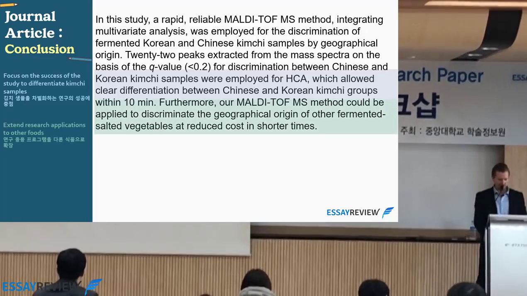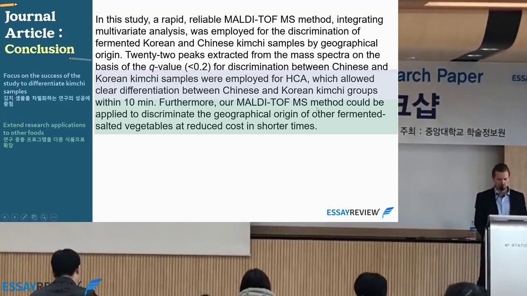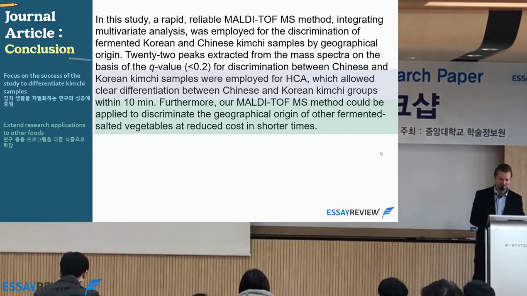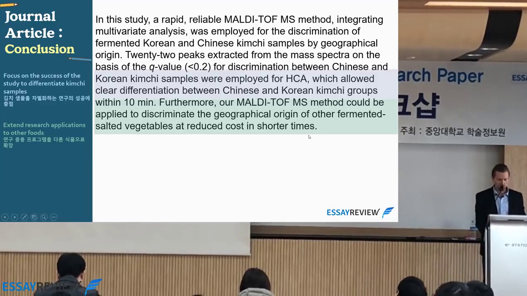And finally, at the very last sentence, they say, our method could be applied to discriminate the origin of other fermented salted vegetables at reduced cost in shorter times. I think the very end of this sentence is a good example of telling your researchers why the study is awesome, why it rocks. Because it has a lot of other potential, and it could actually affect the economics. It could allow researchers to find bacteria in certain kimchi, certain cabbage in different locations. Quicker and cheaper.